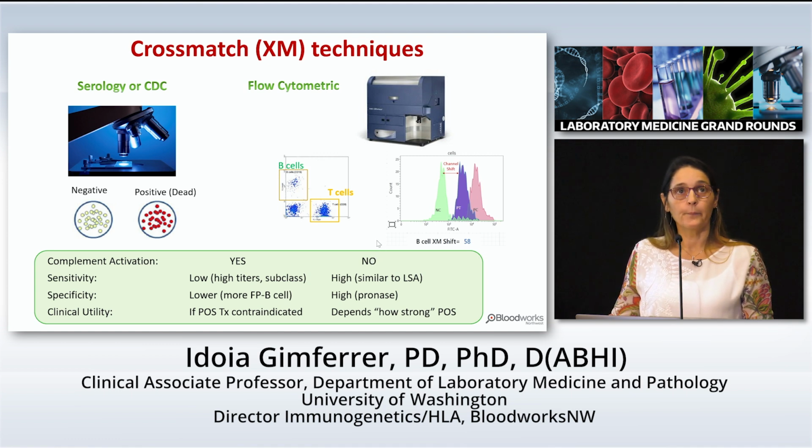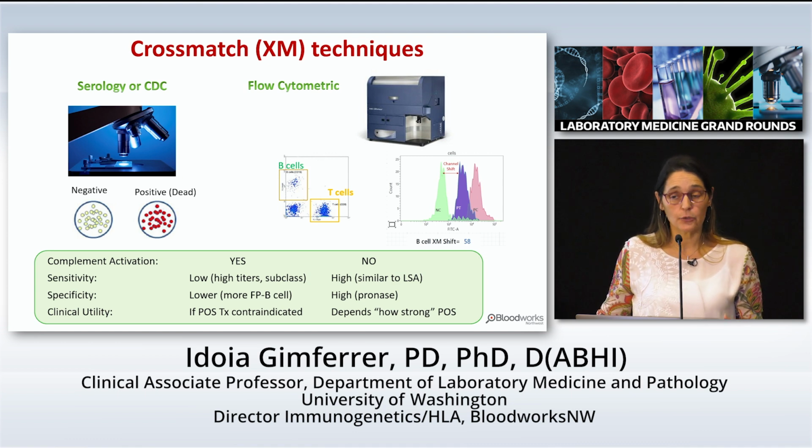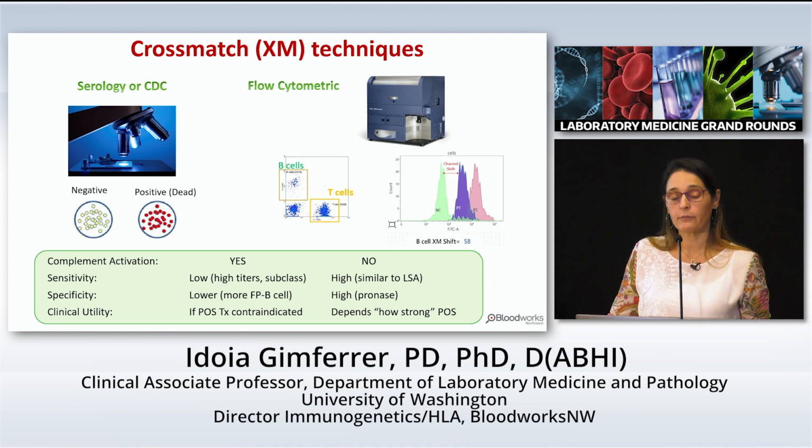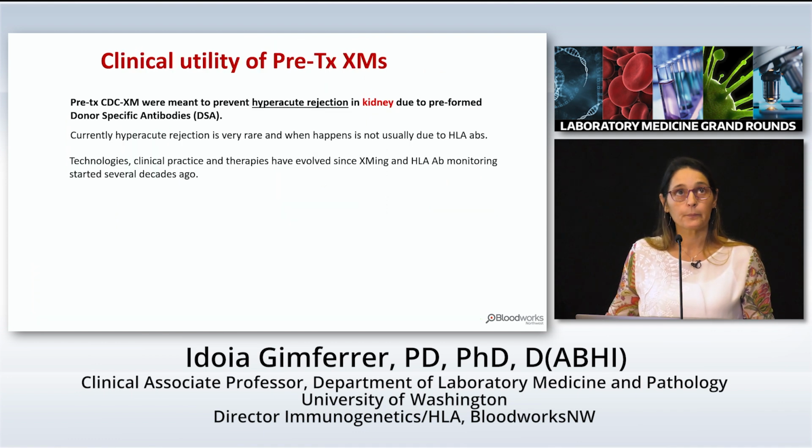So the difference is that the serology cross-match is much less sensitive and specific than the flow. When it was in place, it was more like if the cross-match is positive, it's a contraindication for transplantation. If it's negative, you can go ahead. Right now, the flow cross-match is giving you much more granularity, so you have a number, and you can decide if the number is too strong or too weak, or you have a better idea how much reactivity is there. So right now, a positive cross-match is not a contraindication for transplant. It's only a consideration of the risk.